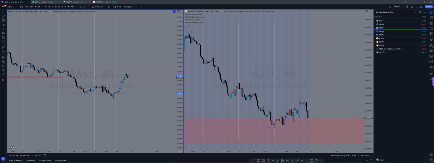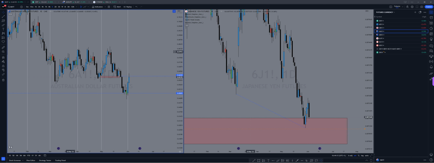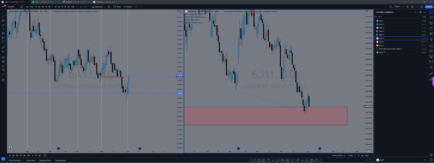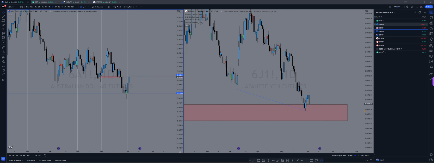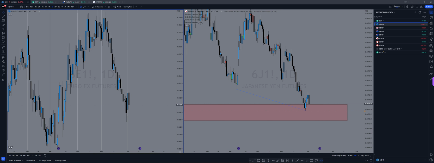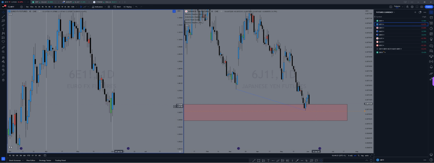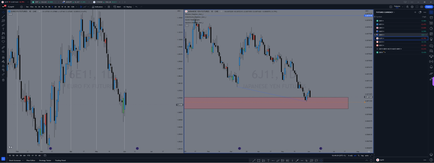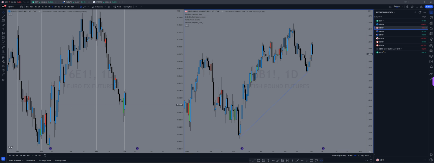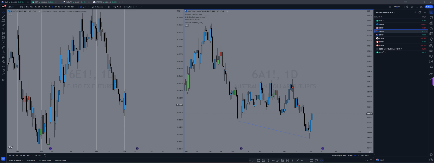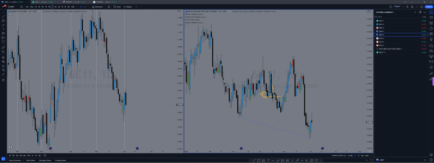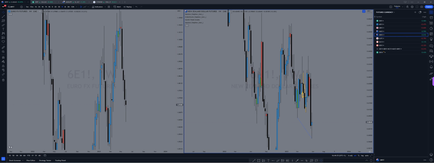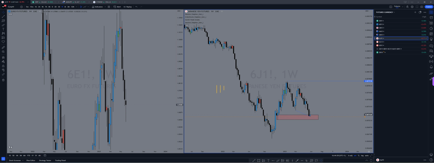So let me give you a small demonstration of what can happen in terms of going into next week, right? So I'll just randomly go into the high time frame and then give you an idea of what you can anticipate going into next week. So I'm trying to find a pair that has traded into a high time frame level.